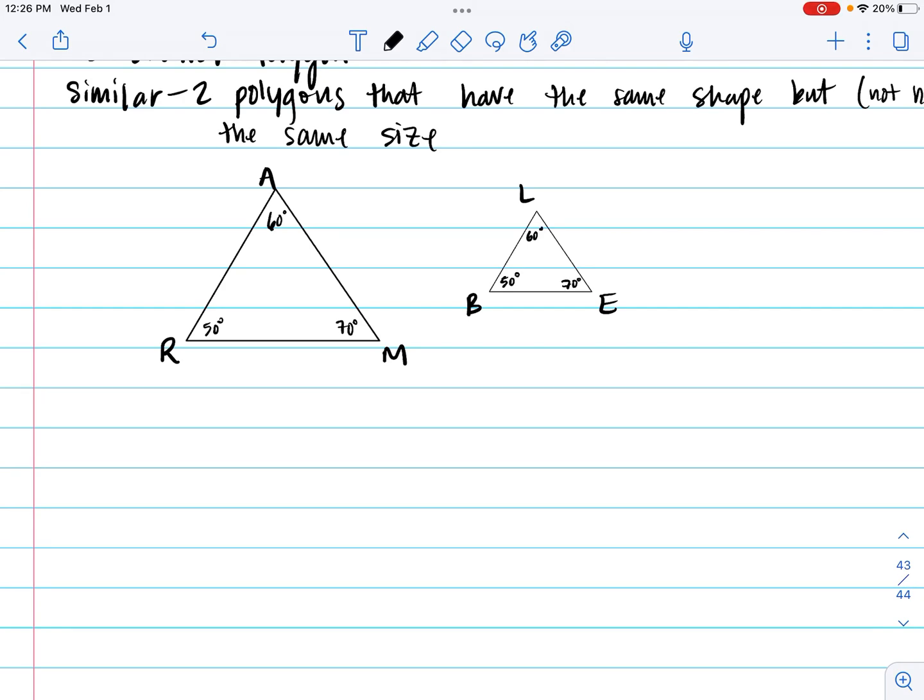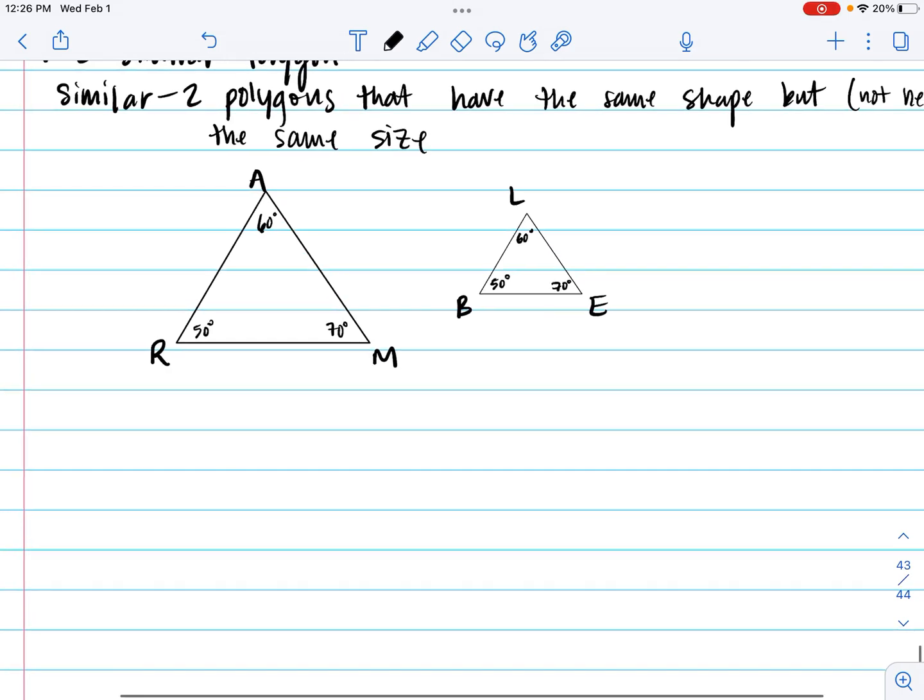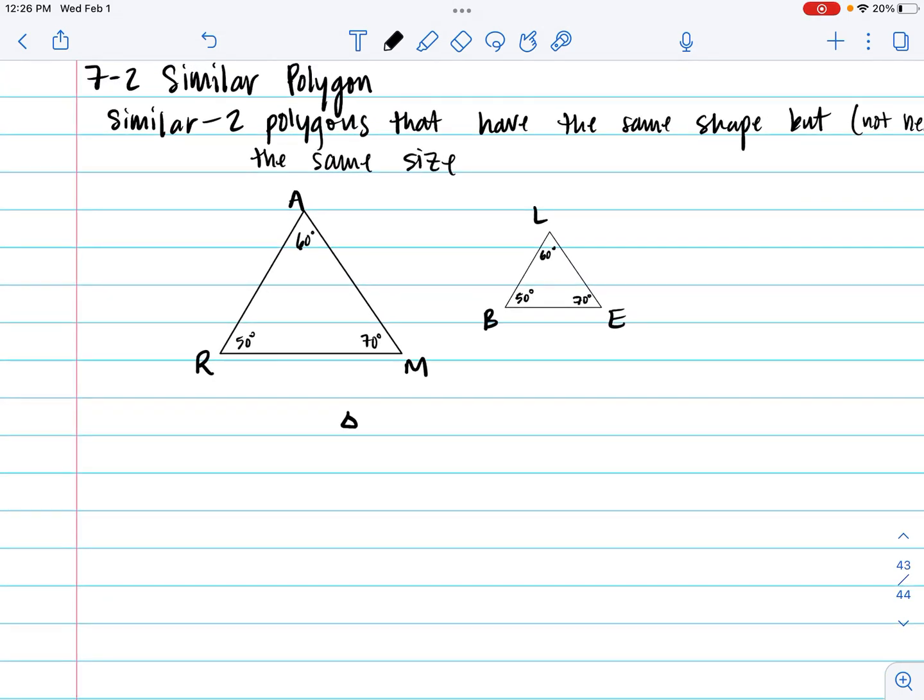Okay. Now, to write the similarity statement, we would say triangle RAM is similar, and if you notice, this is just the top part of our congruent symbol, except these are no longer congruent. So that's a little small subnote. This means similar, not congruent. Oops, I'm missing an L. To triangle BLE.